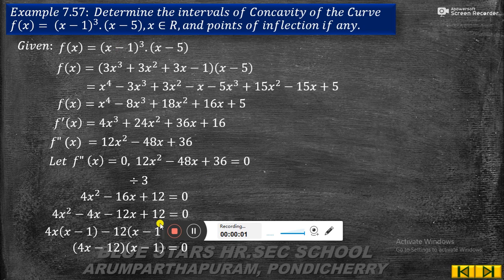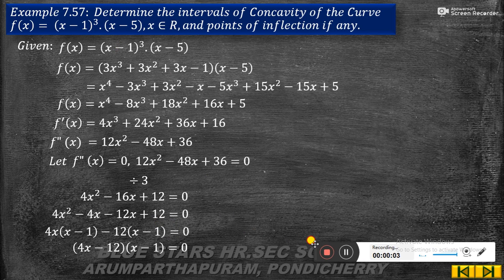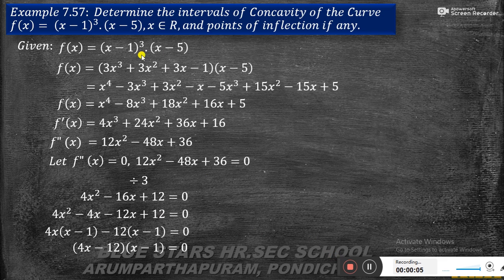Good morning, students. Now we discuss example 7.57, chapter 7 continuation part. Now you see the question. Determine the intervals of concavity of the curve f of x equal to (x minus 1) whole cube into (x minus 5), x belongs to R, and the points of inflection if any. So they ask about the intervals of concavity and the points of inflection.